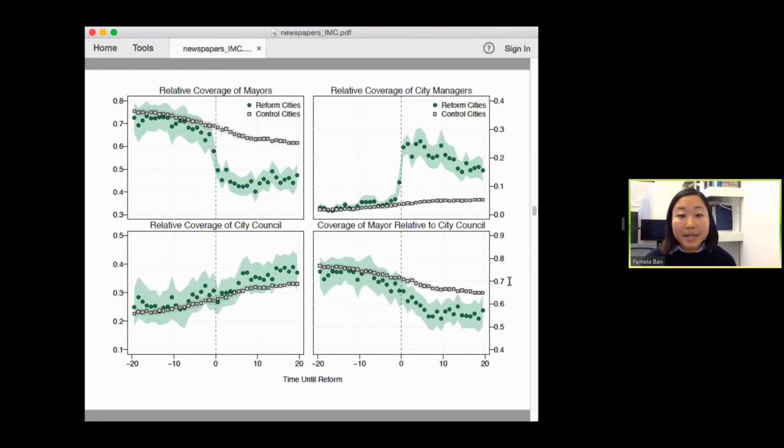And so this is just a preview of the diff-in-diff, and we have the results in the paper. But basically, the takeaway from all of this is that we know ex ante that when this reform happened, the mayors were stripped of their power, and that power was given to city managers, and we see that reflected in our relative coverage measures here.